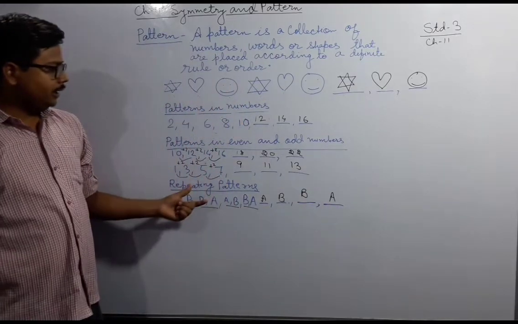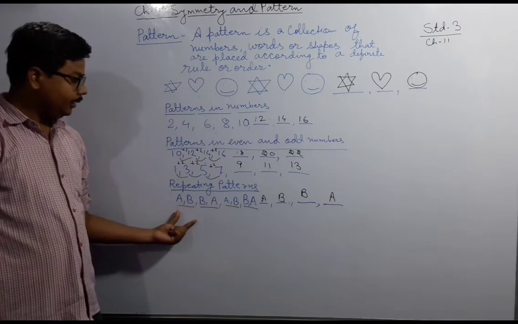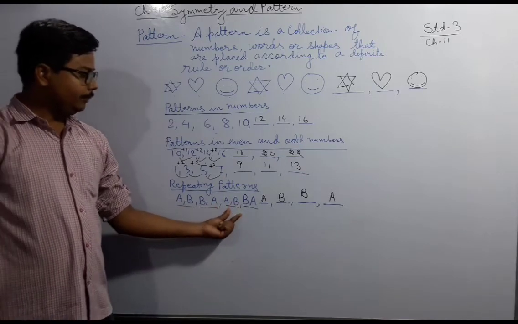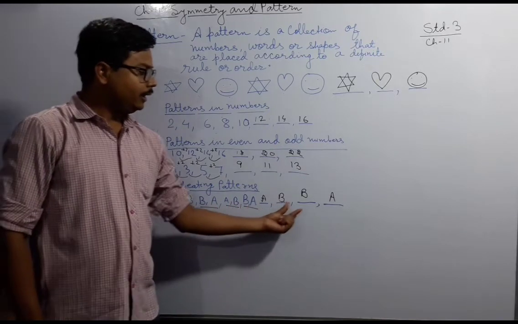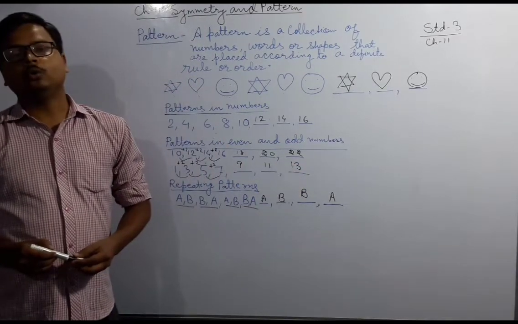So as you can see in this question, we are repeating the alphabets. AB, BA, AB, BA, AB, and then BA. Now let us go to the next pattern.